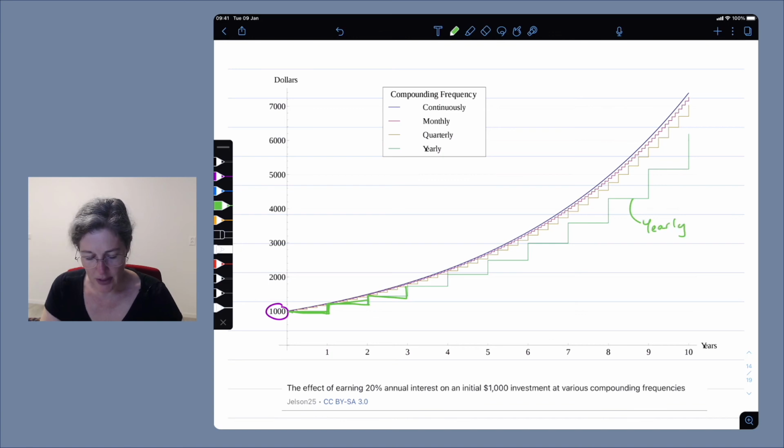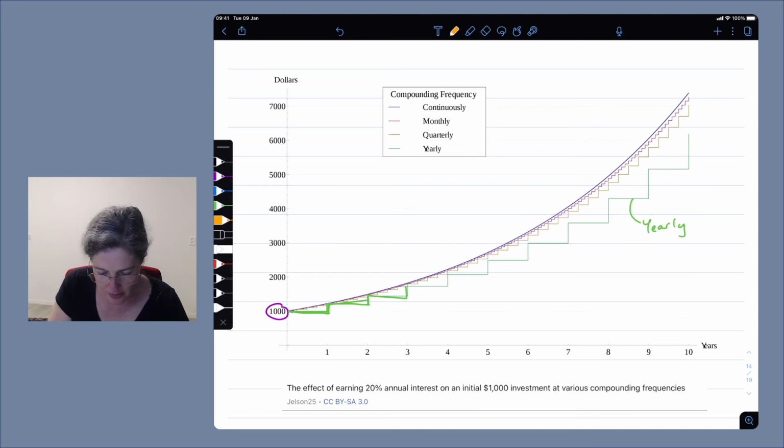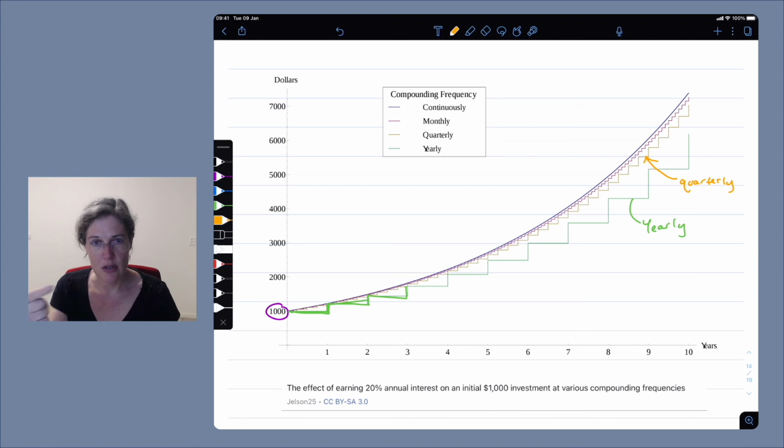So this is yearly. If, on the other hand, we look quarterly, then we get this yellowy line here. So as you would expect, we're getting more interest because we have a chance to get interest on the interest within each year. If you do monthly, which is this bit over here, again, you're getting slightly more. And it really looks like if you went to some kind of magical continuous compounding, that you'd end up with this line over here, which certainly looks like an exponential, and it turns out that it is.